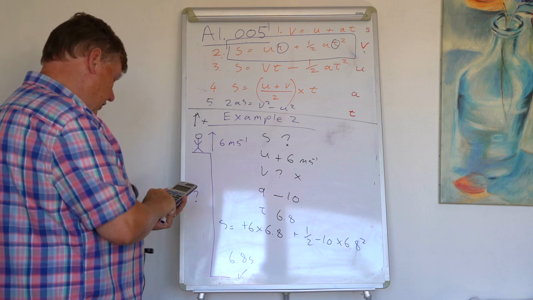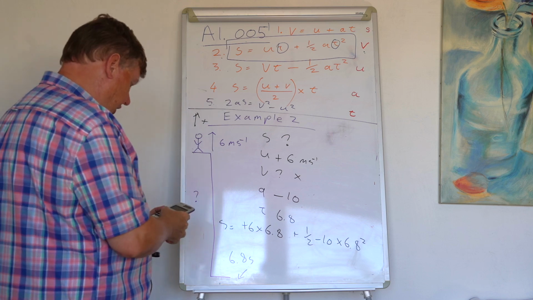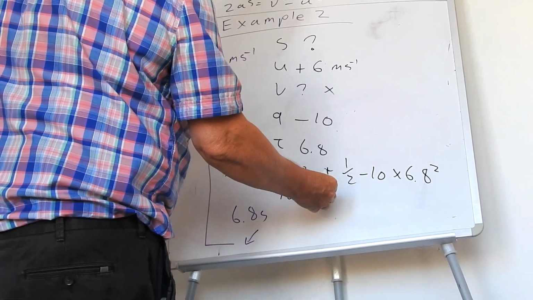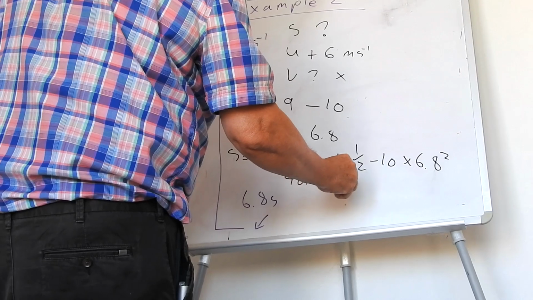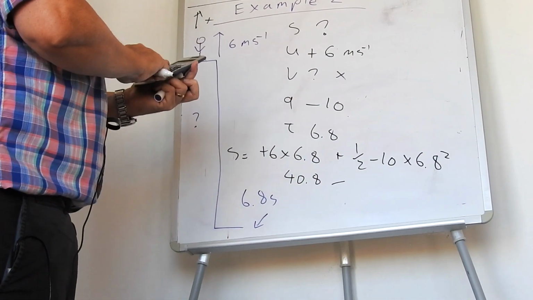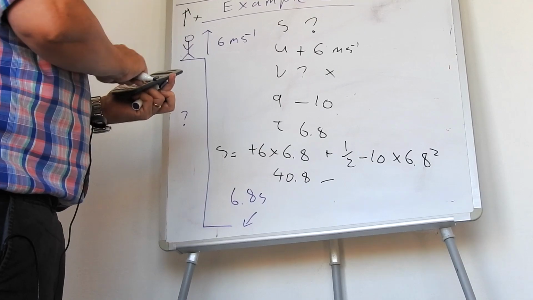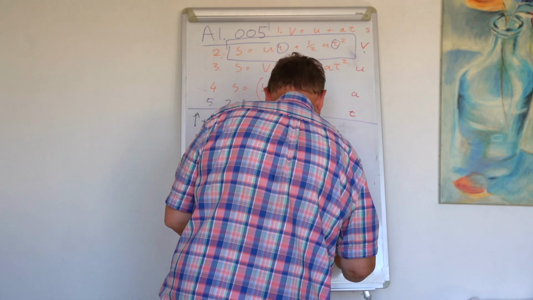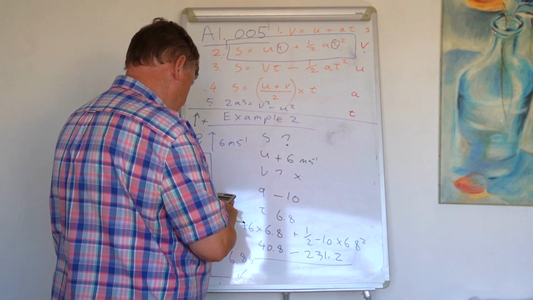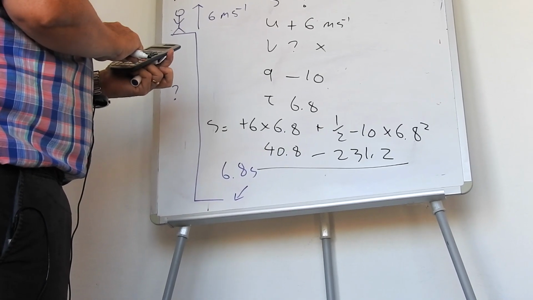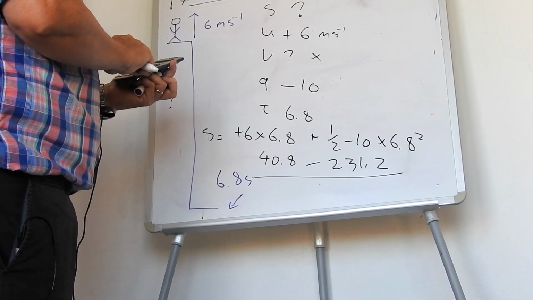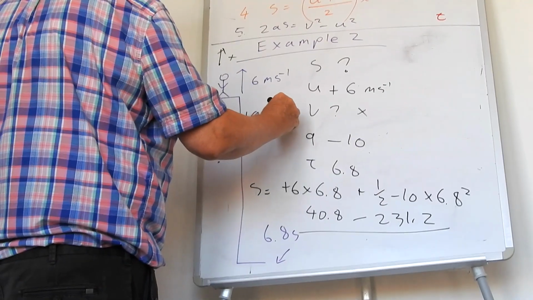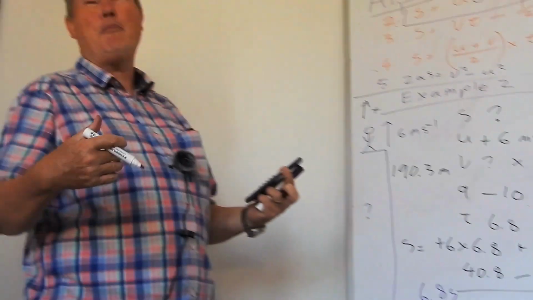Let's go! 6 times 6.8. I suggest you split it. That bit is 40.8. And that's a plus with a minus, so this is all going to be minus a half times 10, which is 5, times 6.8 squared, 231.2. 40.8 take away 231.2 is minus, because it's below you, 190.3 meters. Does that sound about reasonable?